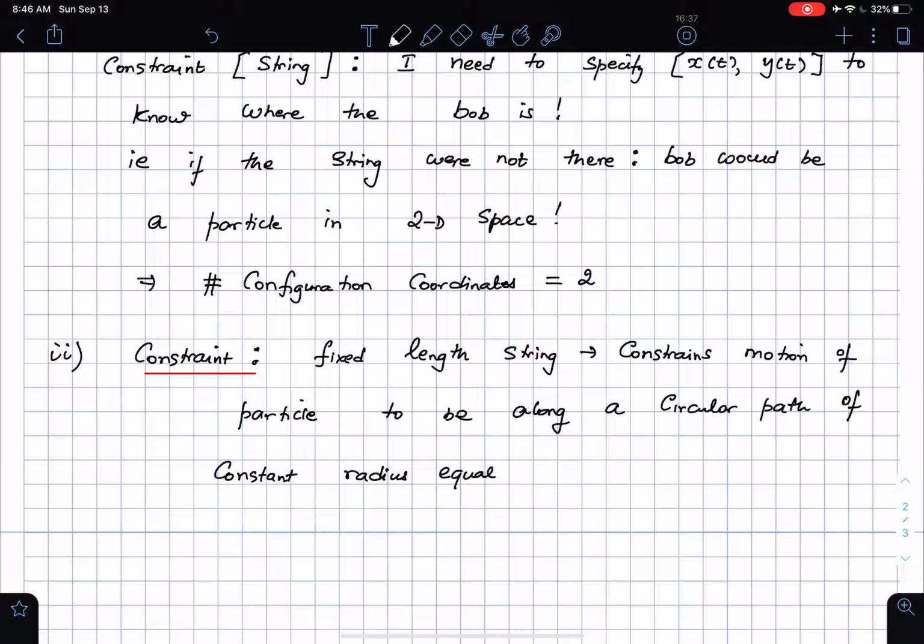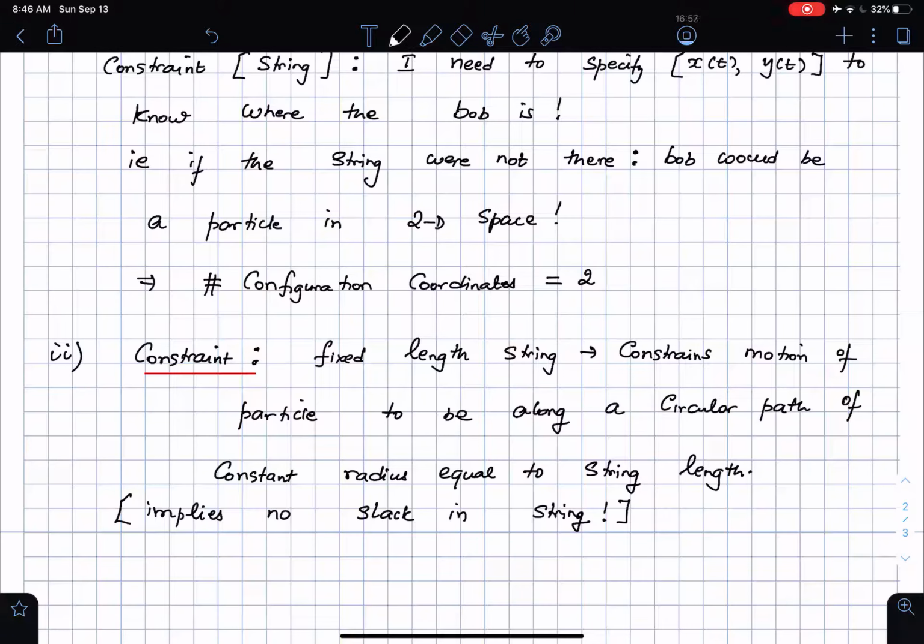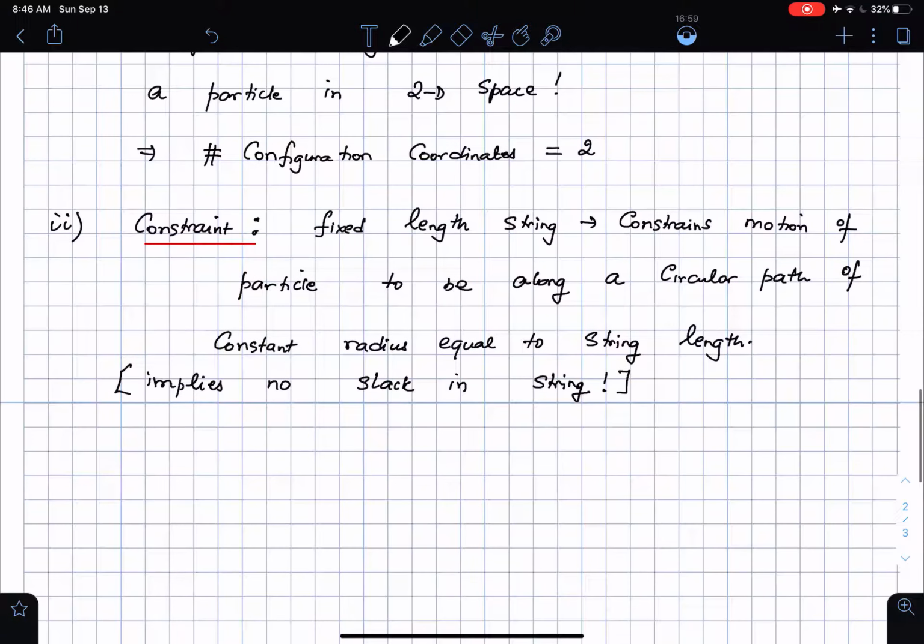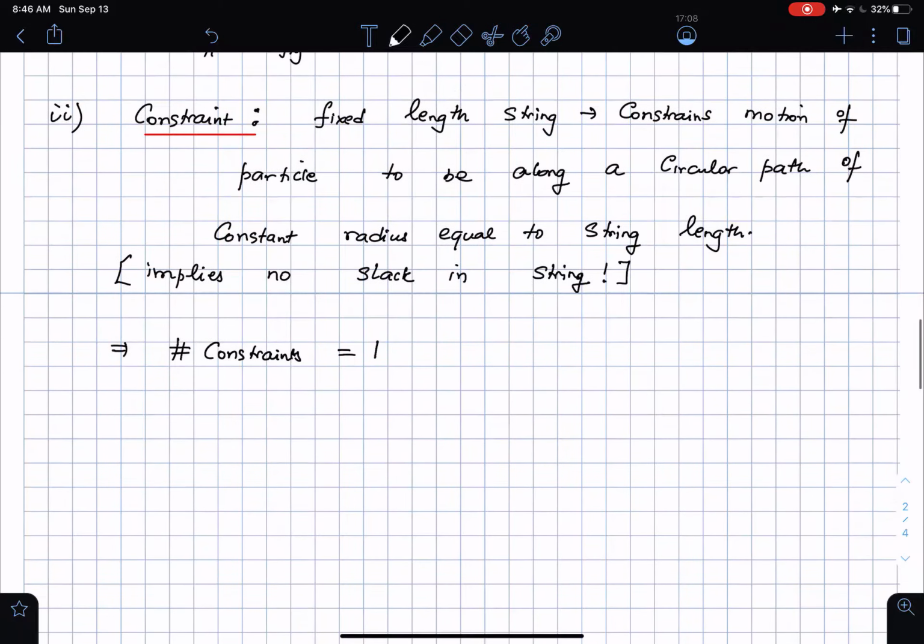Equal to the string length. And this implies that there is no slack in the string. Okay, so that's something that is implicit. Which means the number of constraints for us is equal to 1.